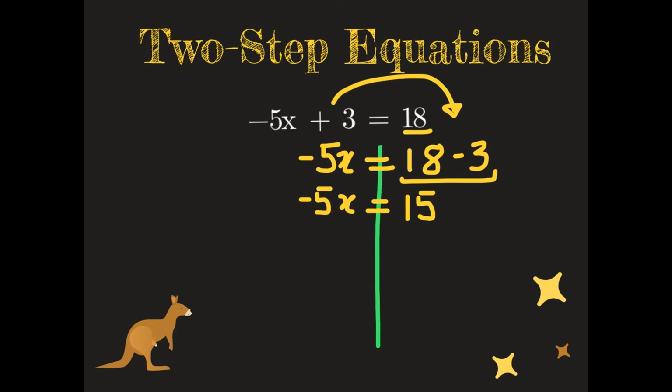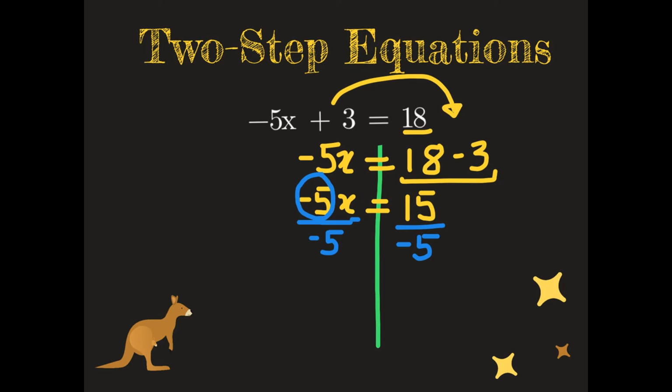So this is negative 5 times x is equal to 15. We want to get rid of this negative 5. The opposite operation to multiplication is division. So to get rid of it, we're not just going to divide by the 5, we're actually going to divide by the negative 5, because we don't want a negative sign hanging around. We want to get rid of every number in front of the x. We want that x to be all by itself. So you're going to divide by this entire term in front of the x, including the negative sign.